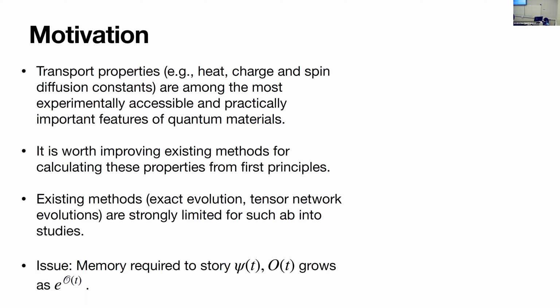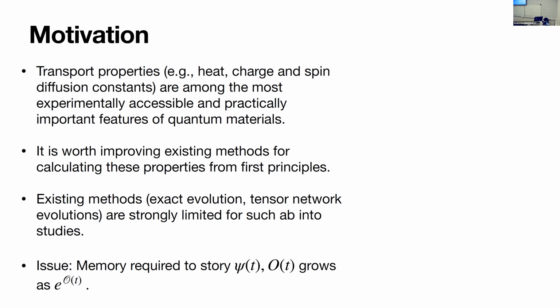So existing methods are limited. The existing methods that I'll talk about or allude to today are mostly things like exact evolution. That's where you encode your entire Hilbert space in Python as a really, really long vector, and you evolve that state using a really, really big matrix. That's what exact evolution is. But there are other fancier methods like tensor network evolutions, where you encode your state using a tensor network or matrix product state type ansatz.